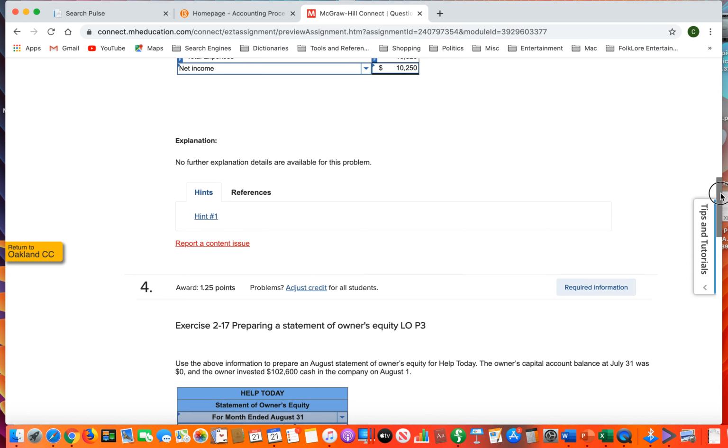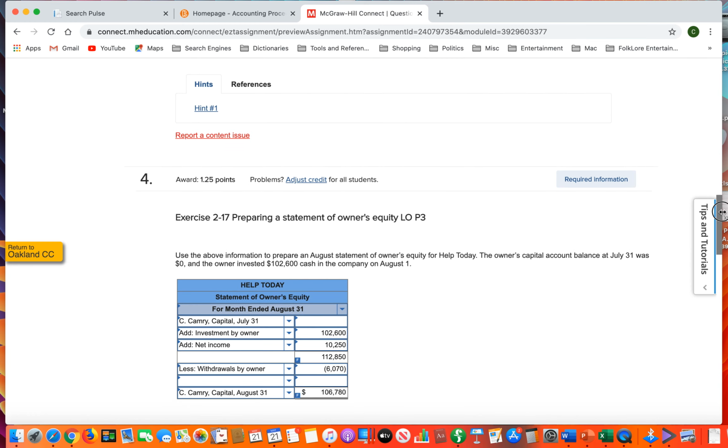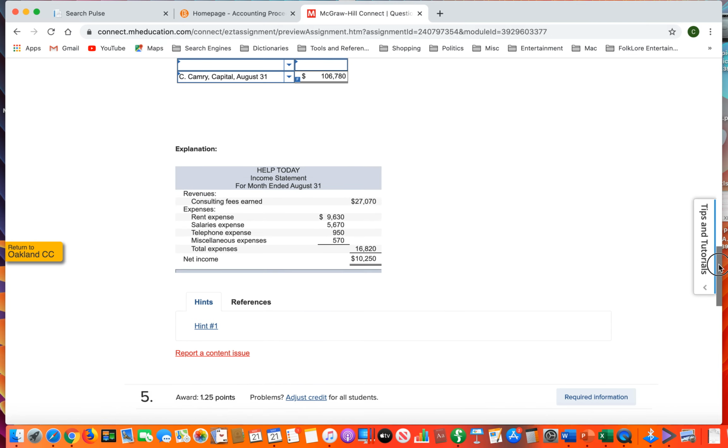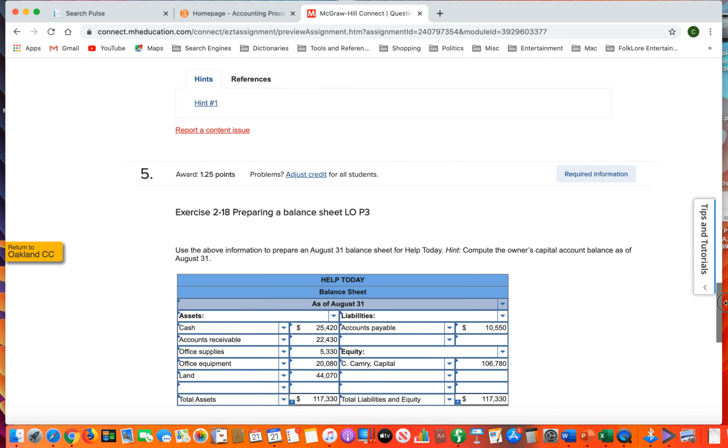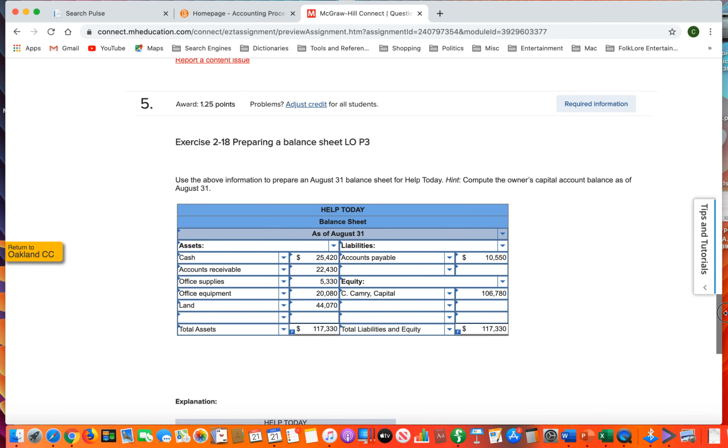Then we have to prepare an owner's equity statement. The owner's equity statement will include the income and also the withdrawal plus the investment. All these numbers came from above except for the total. Then the balance sheet. And there goes your balance sheet. Assets equals liabilities plus owner's equity. This is the new capital here that came off the owner's equity statement.